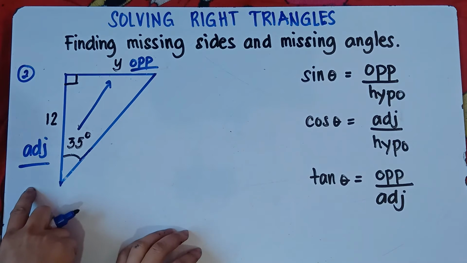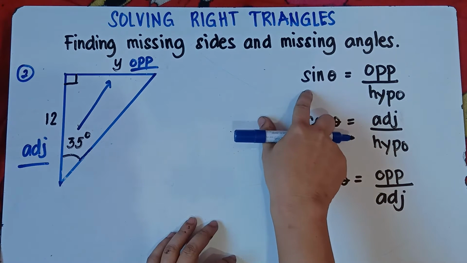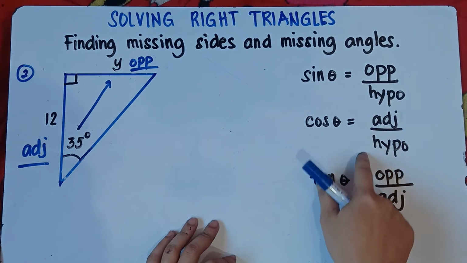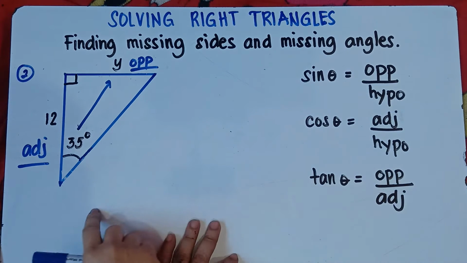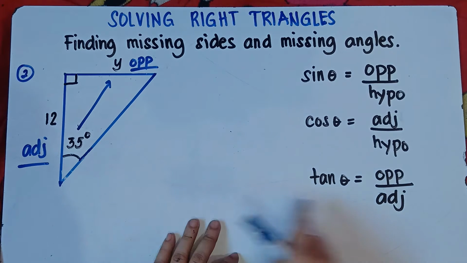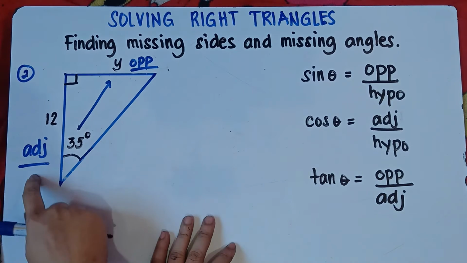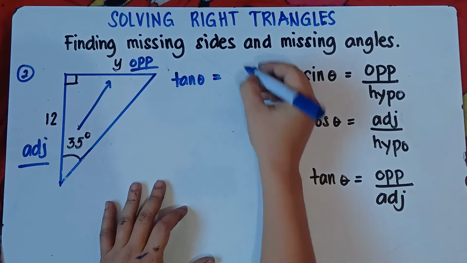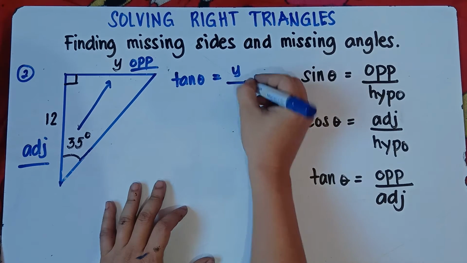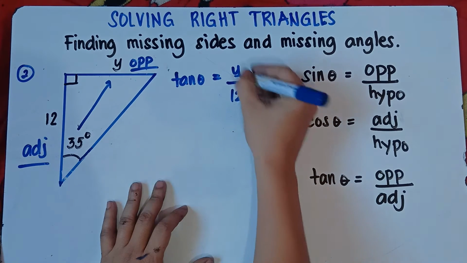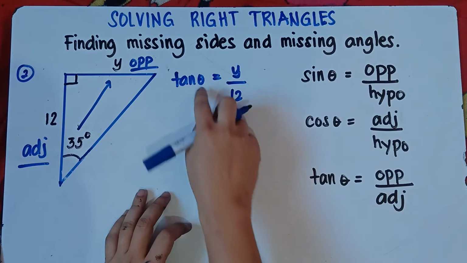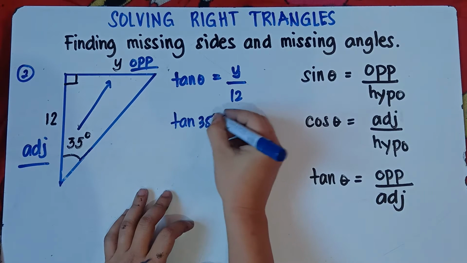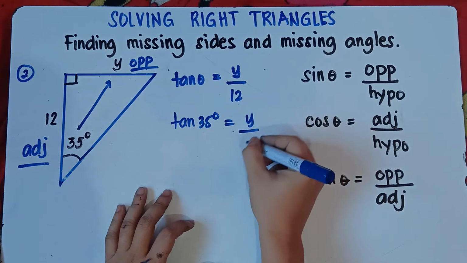So what ratio will we be using? Can we use sine? Nope. Opposite over hypotenuse, we don't have the hypotenuse, so we cannot use sine. Adjacent over hypotenuse, we cannot use this either, since we don't have the hypotenuse. So we have opposite and adjacent, therefore we will be using tangent. So tangent theta equals opposite, that is y, over adjacent, that is 12. Theta means angle. So tangent 35 degrees equals y over 12.